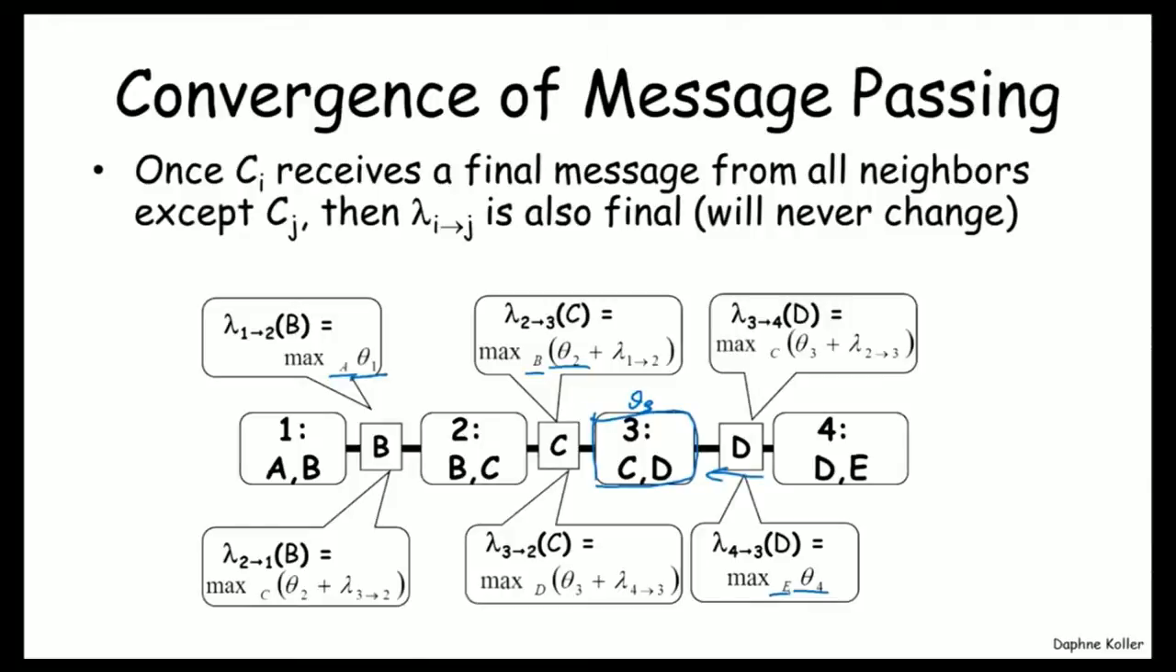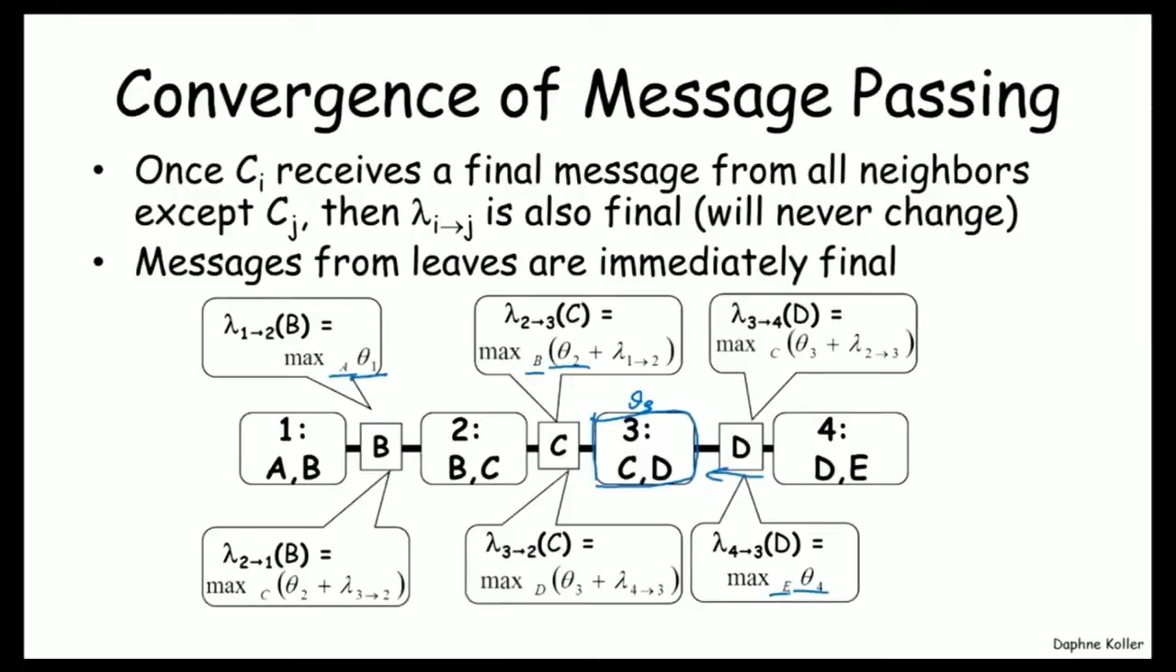So just to summarize, once the clique I receives a final message from all of its neighbors except J, then that message is also final and will never change, and the messages from all leaves are immediately final. And so what we have is an algorithm that converges after 2 passes and gives us correct max marginals at every single one of the cliques.